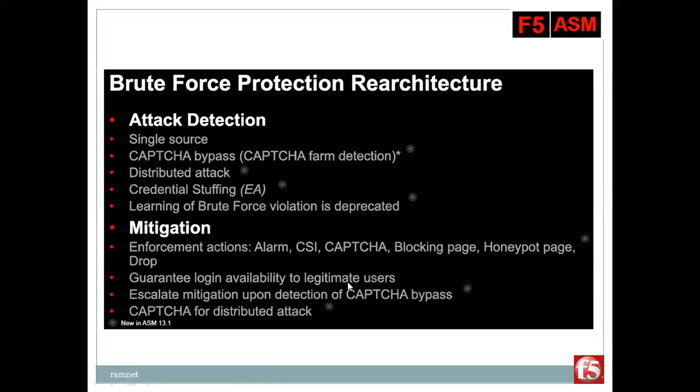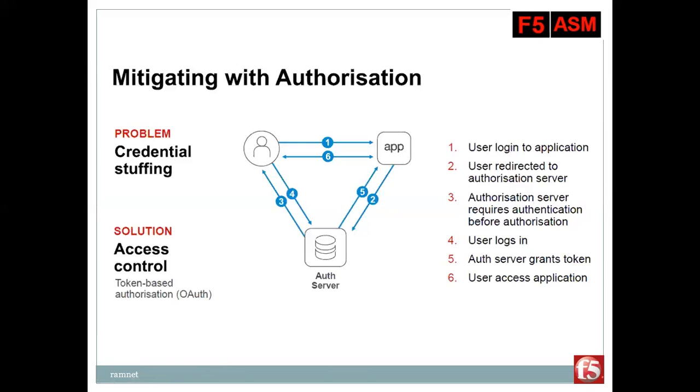Guarantee the login availability to the legitimate users. Escalate mitigation upon detection of CAPTCHA bypass. CAPTCHA for distributed attack, so bypassing the CAPTCHA is not possible. Like that, we just do detecting, mitigating with the authorizations. What is the problem? Credential stuffing. They try to put other information in your credentials. What is the solution? Access control, token based authentication.